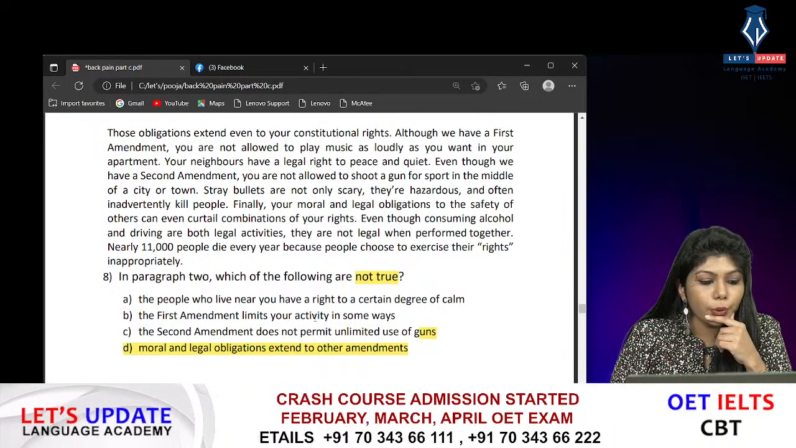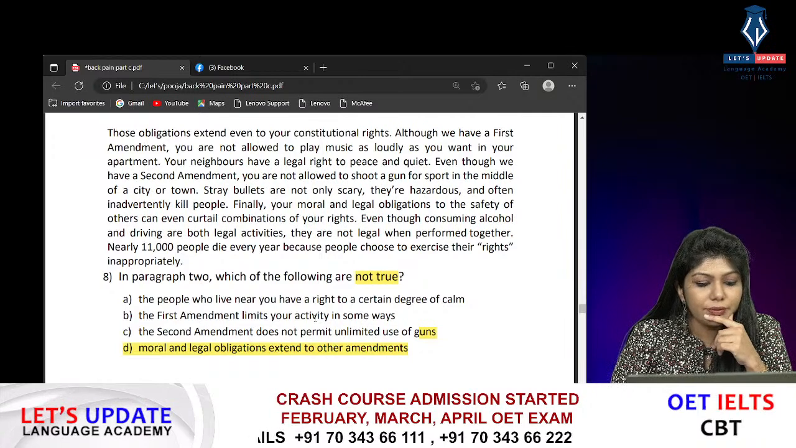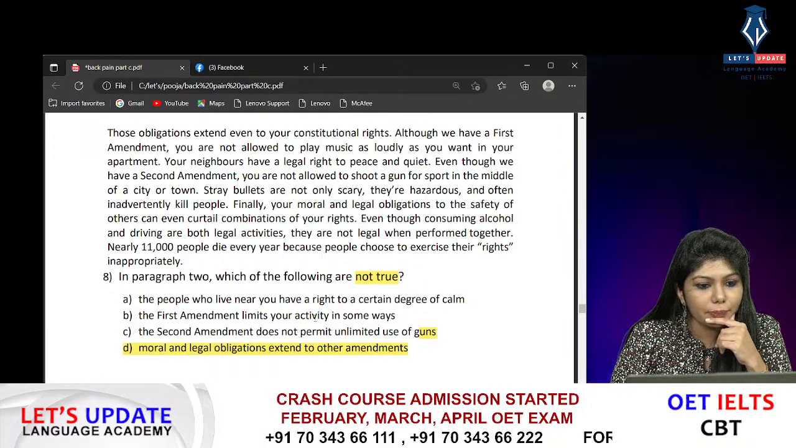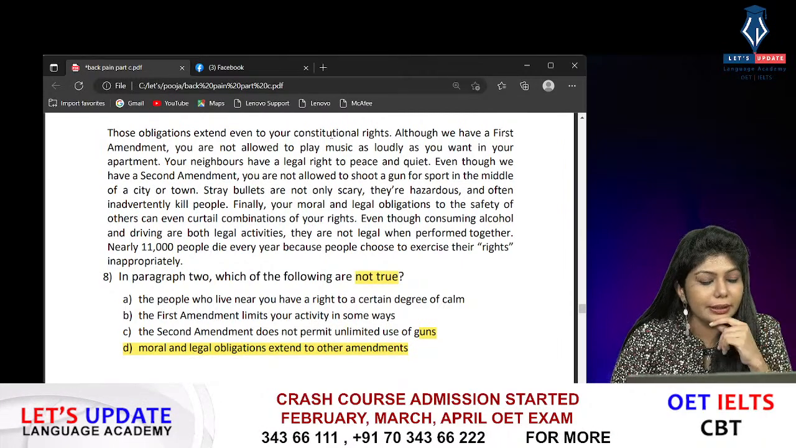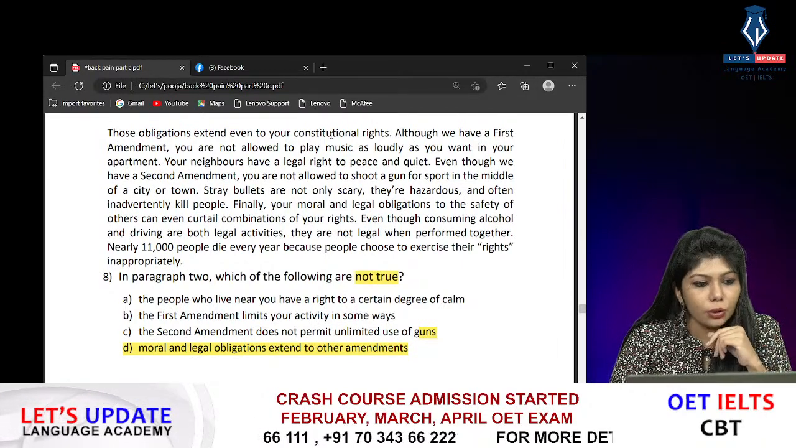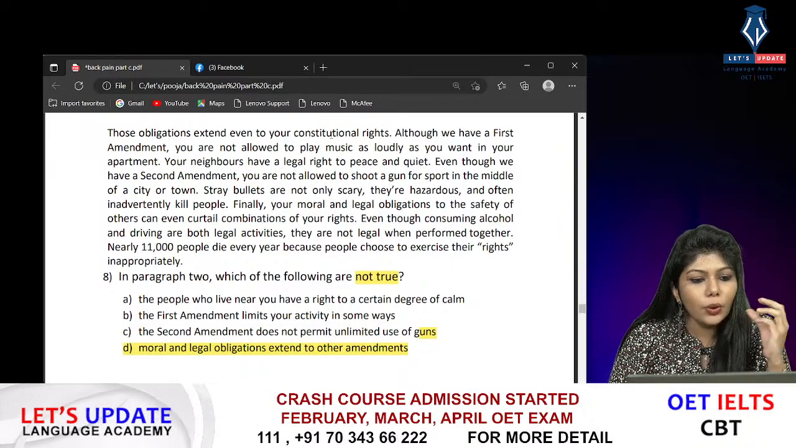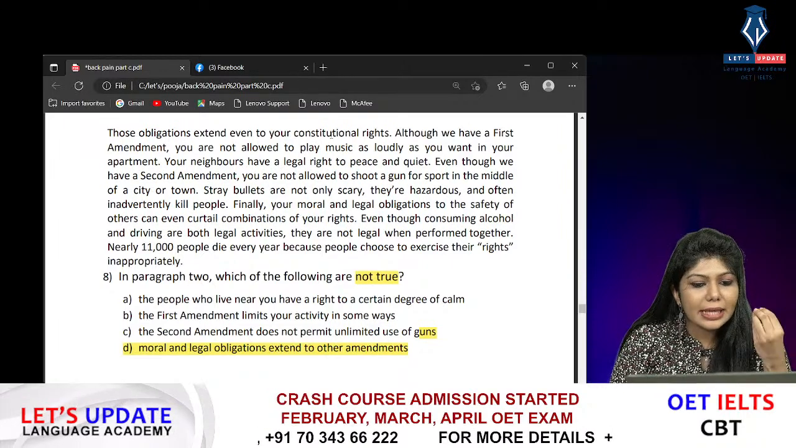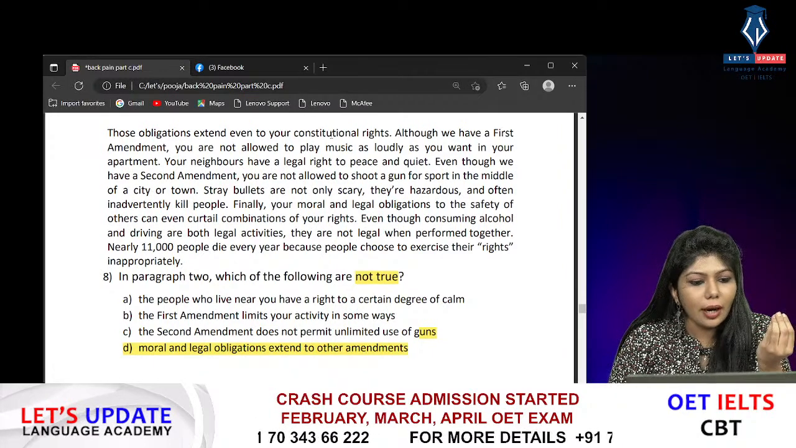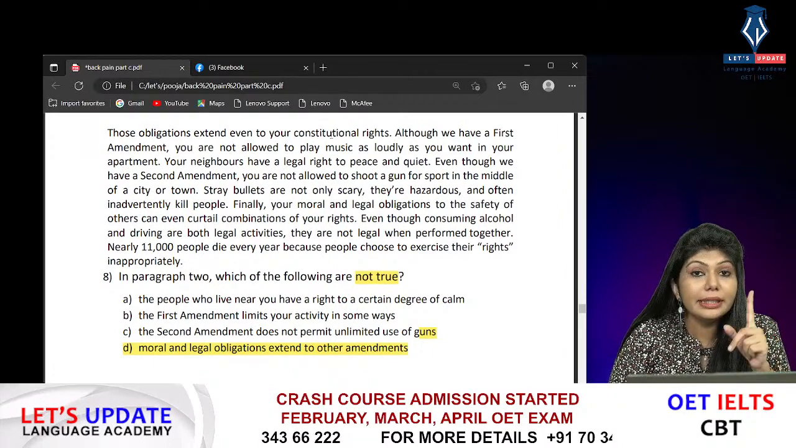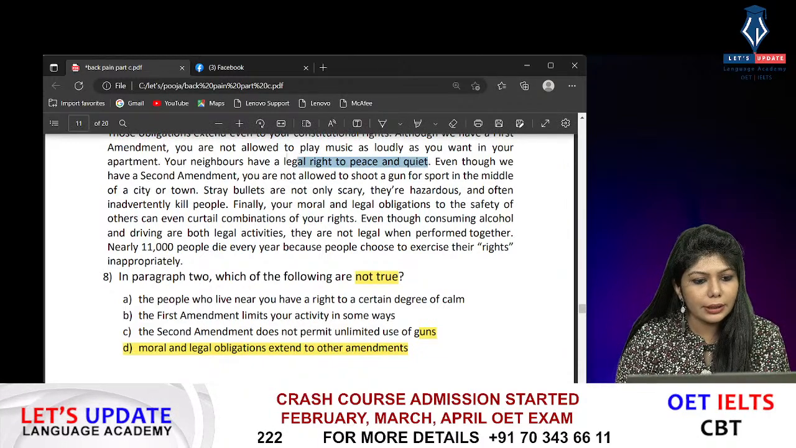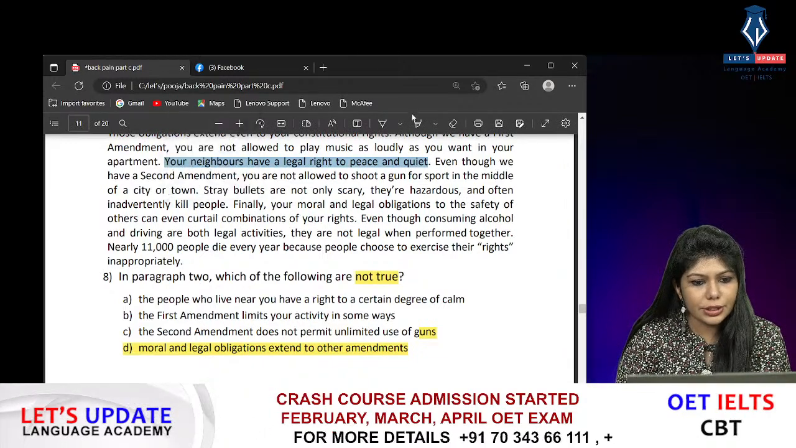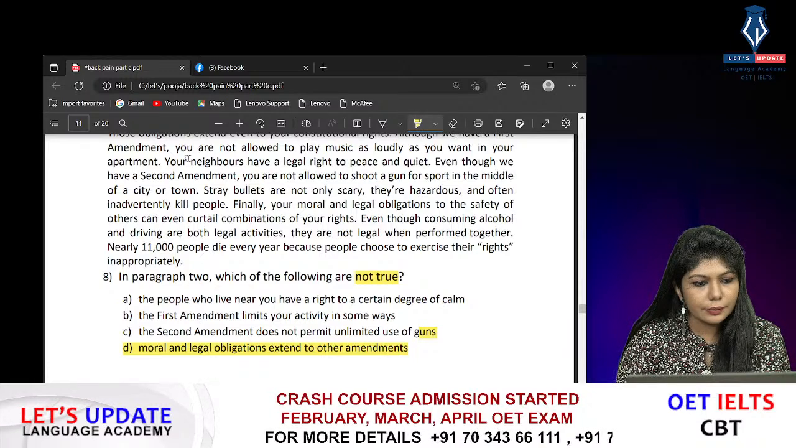Going over the first option A, the people who live near you have a right to a certain degree of calm. Yes, that is right, because they have written towards the beginning of the paragraph that although we have a First Amendment, you are not allowed to play music as loudly as you want in the apartments because your neighbors have a legal right to peace and quiet. So A is mentioned over here.